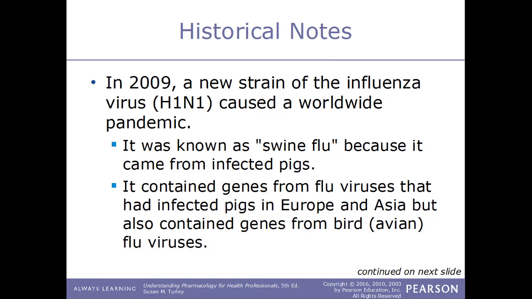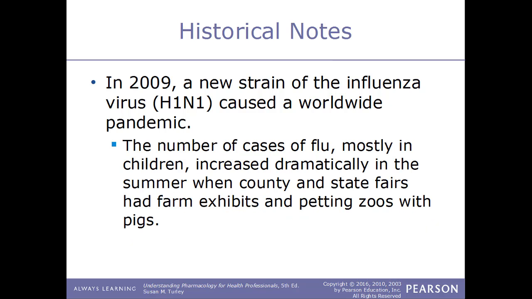In 2009, a new strain of the influenza virus caused a worldwide pandemic. This was H1N1. This was known as swine flu because it came from infected pigs. It contained genes from the flu virus that had infected pigs in Europe and in Asia, but also contained genes from bird flu viruses.